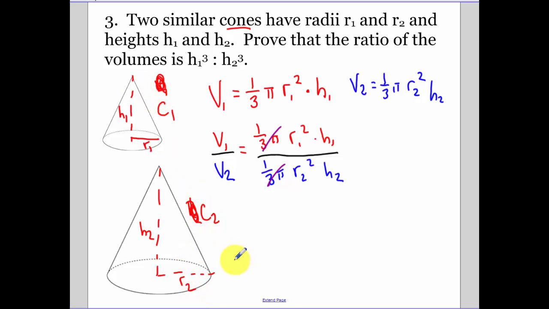These two cones are similar. So their scale factor is the ratio of corresponding parts. So their scale factor is H1 to H2 or R1 to R2. These two scale factors are the same since the cones are similar. So what I can look at is these ratios of the radii, and I can say that that's equal to H1 over H2 because the corresponding parts are going to be equal in terms of their proportion.